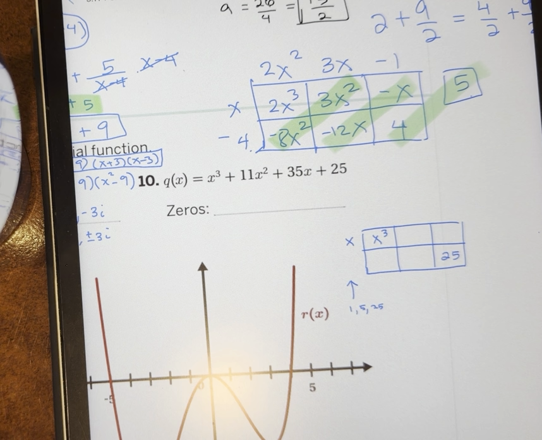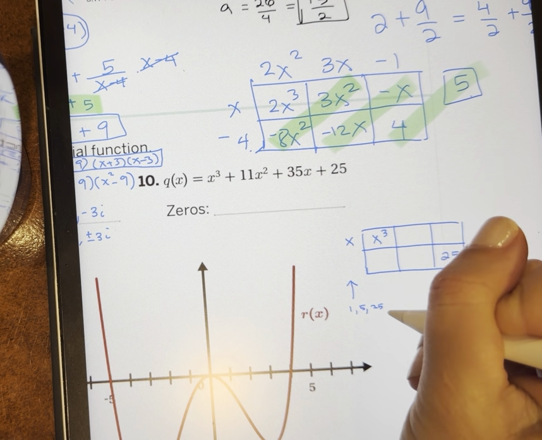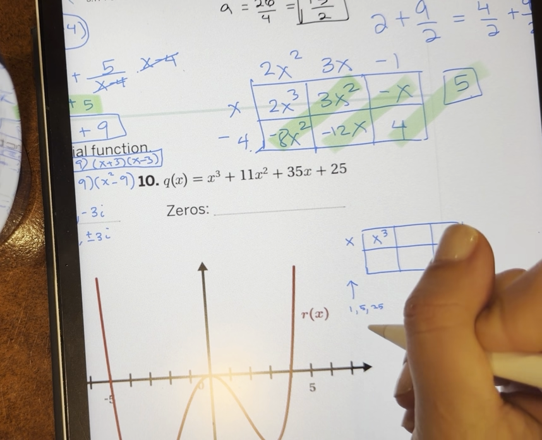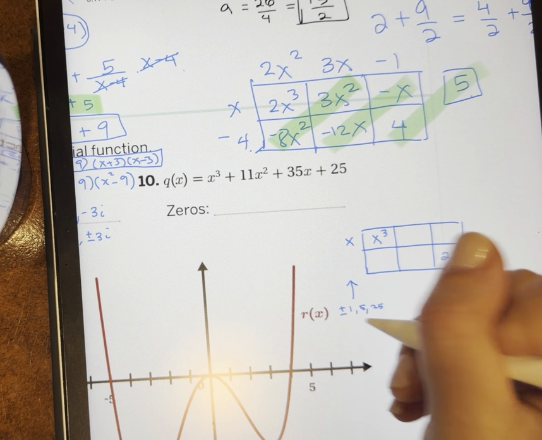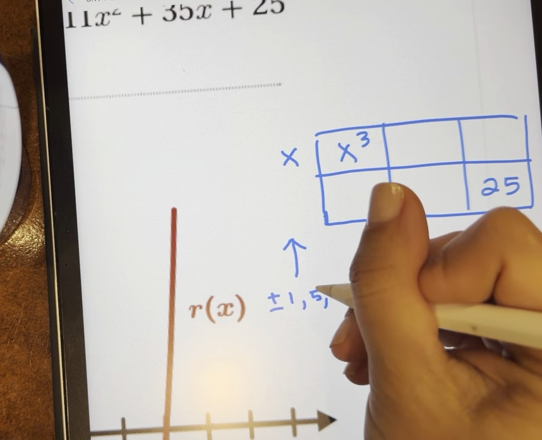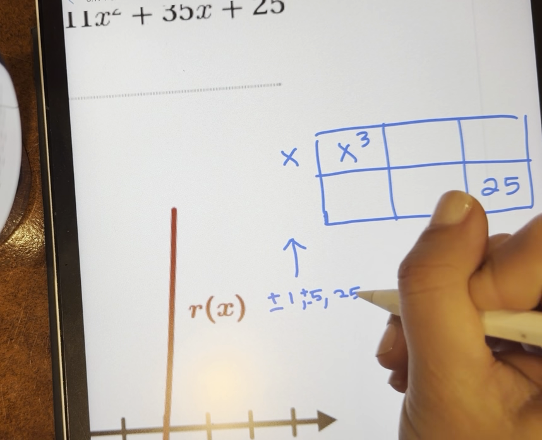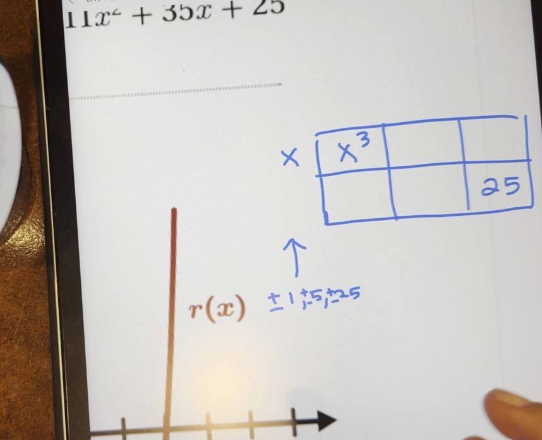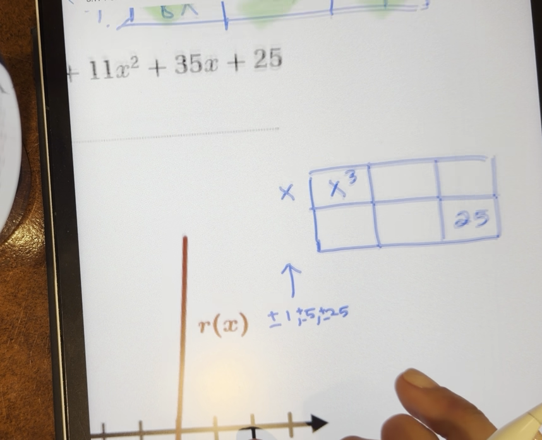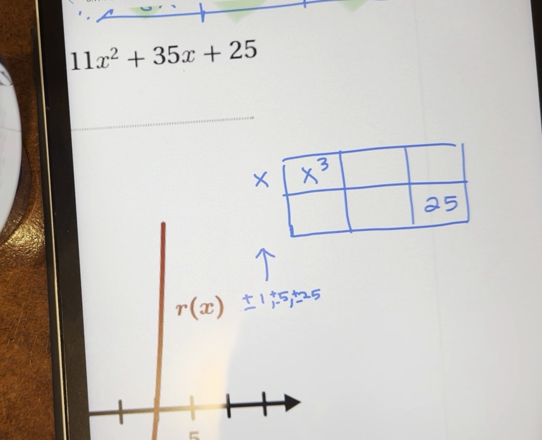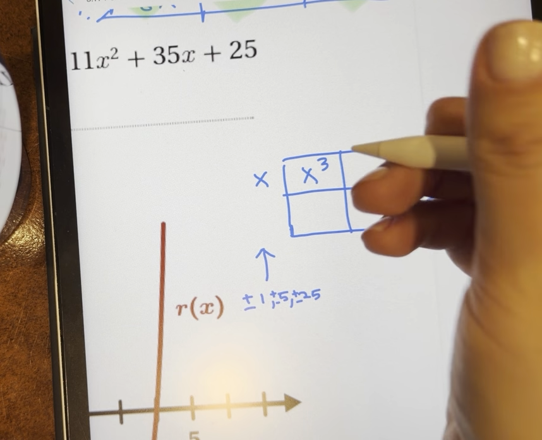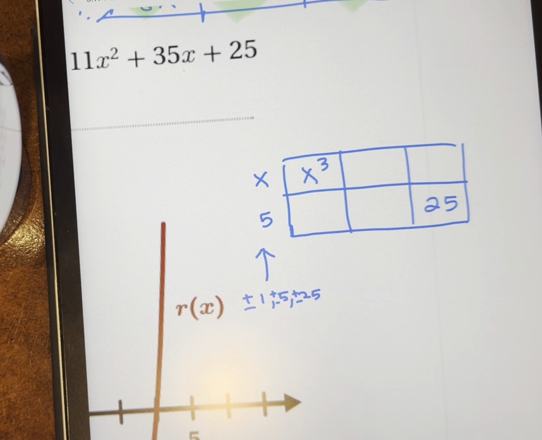So frankly, I'm kind of guess and checking with technically only 6 numbers. Positive 1 or negative 1, positive 5 or negative 5, and then positive 25 or negative 25. So there's only 6 really possibilities of what could go nicely here. And we just try one. And to be honest, I should probably just start with 1, but for some reason I just want to start with 5.